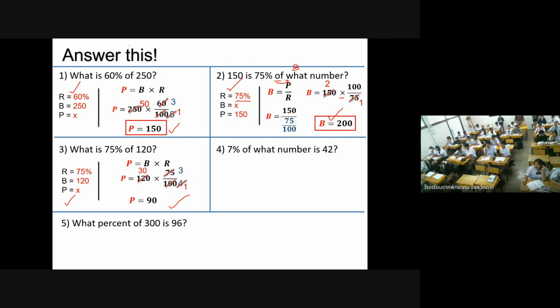Next, number 4. 7% of what number is 42? Which value is missing? The base is missing. Because again, just look for the word "of", okay? We have the given rate, which is 7%. And "of", we don't have, right? Meaning that 42 is P. Now, since we have that, we're gonna, let me erase this first.